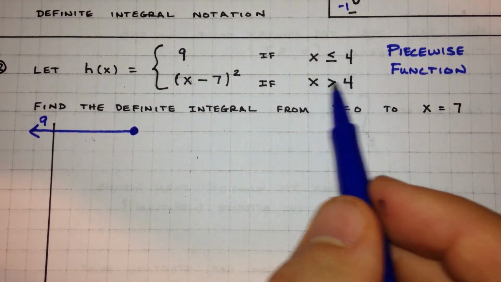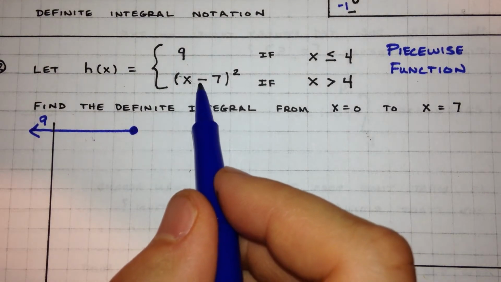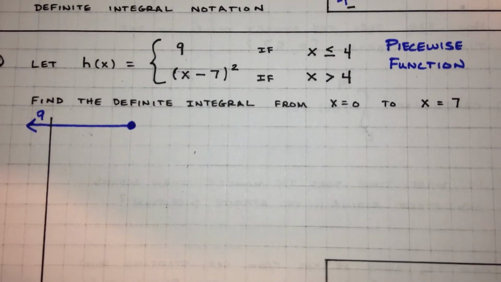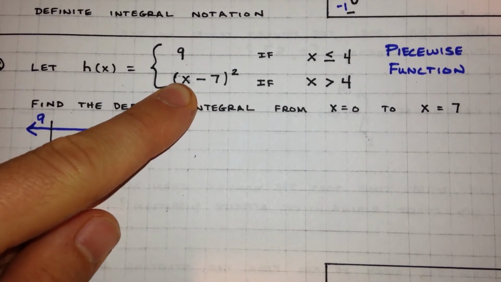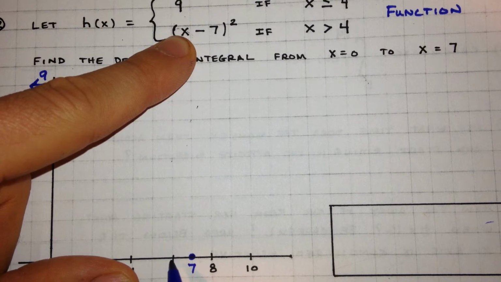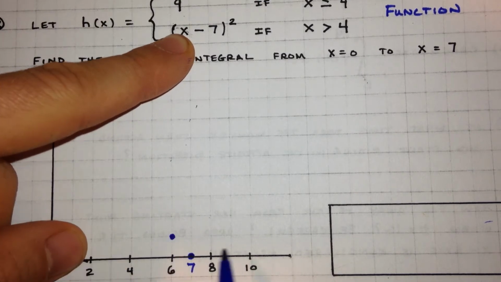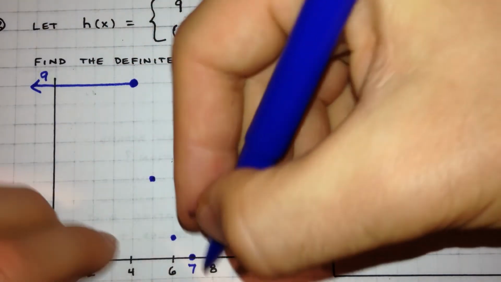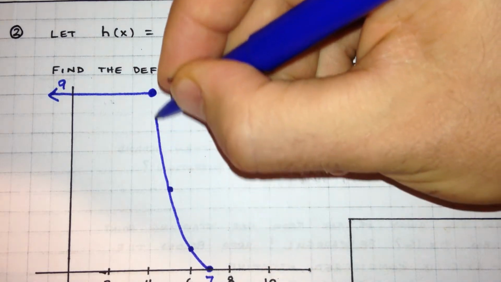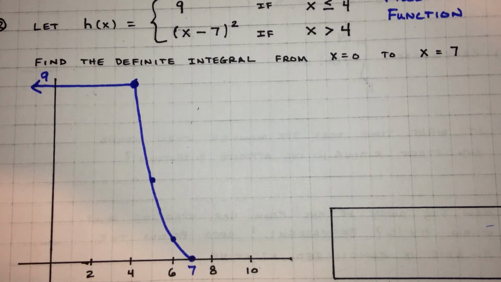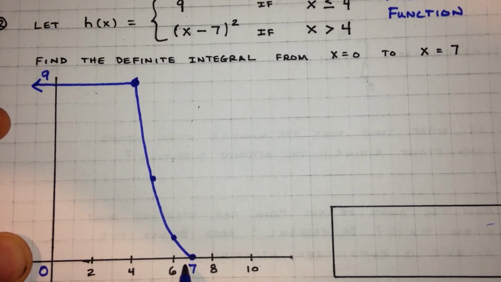Now if you look at values larger than 4, it's a quadratic function. So I'm going to plug in a few values. I'm actually going to work backwards starting at 7. If I plug in 7 here, we get 0. If I plug 6 in here, we get 1. If we plug 5 in here, we get 4. And if we plug 4 in here, we actually get 9. So the curve looks something like this. It's sort of like Pike's Peak or something like that. And the problem asks us to find the area under the curve from 0 to 7.